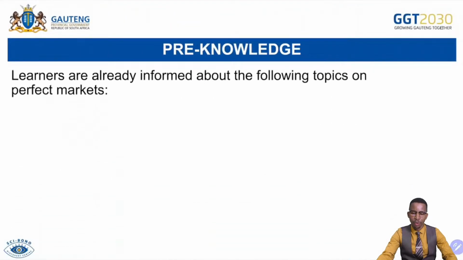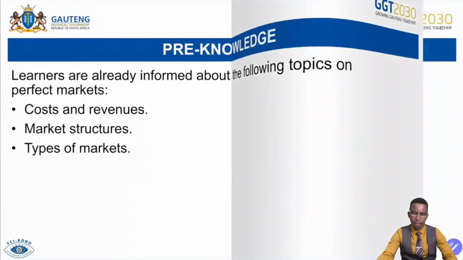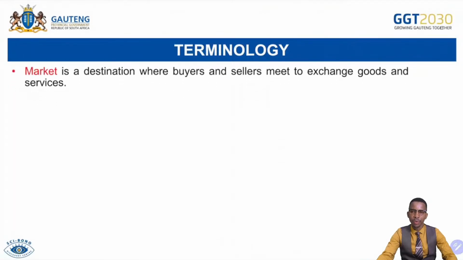It is believed that you already know the following information related to markets, costs and revenues that you did in grade 11. Market structures, starting from perfect market to the imperfect markets. Types of markets, you are fully informed since we started this in grade 10. The following are the basic concepts that will assist you to understand this lesson. Firstly, we talk about the market, which is known to be a destination or place where buyers and sellers meet to exchange goods and services.